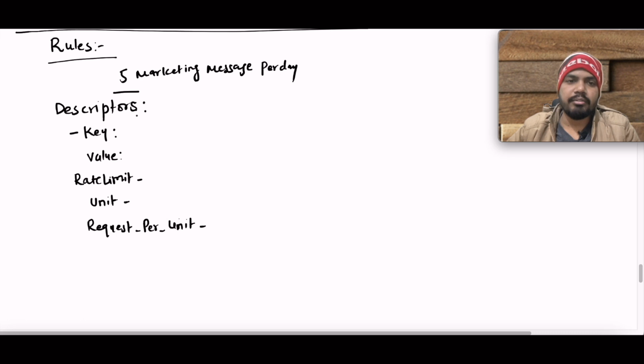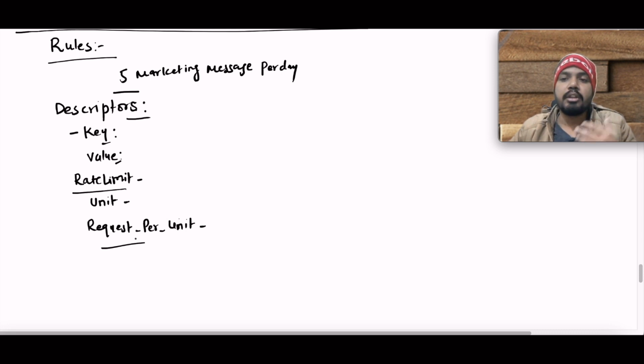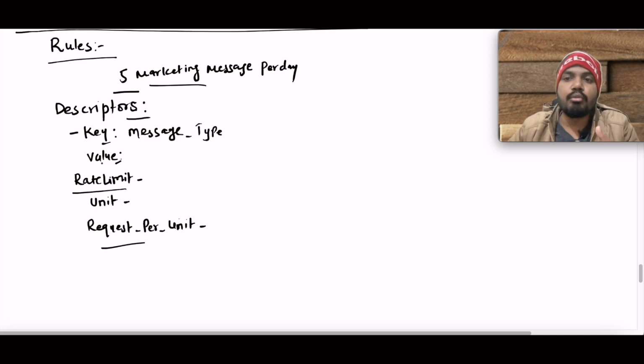If you look at this format, the first thing we write is the descriptors. In the descriptors we have a key-value pair: the first thing is the key, the second is the value. The key would be the message type, what type of rule you want to apply. The value will be a string, what type of value it would be. In the rate limiter we have two things: one is the unit, in which you want to measure these things, and the second is requests per unit, how many requests per unit you want to allow. In the current example, 5 marketing messages per day, the key would be message type, and the value would be marketing, since you want to get the marketing message.